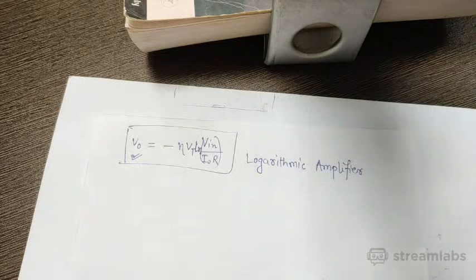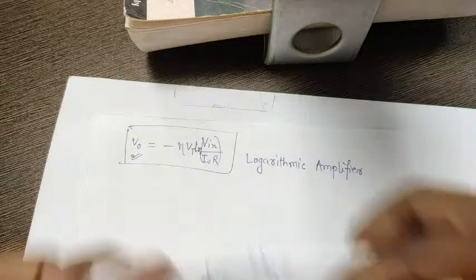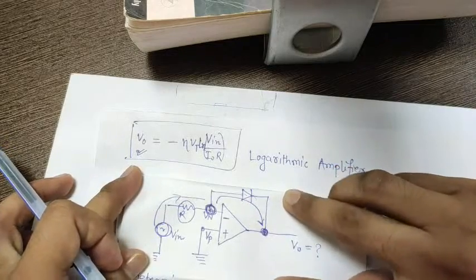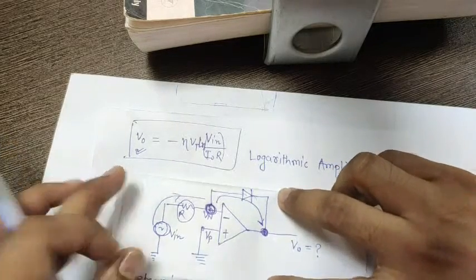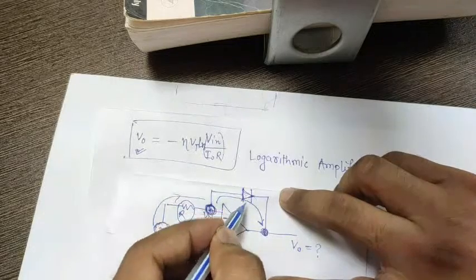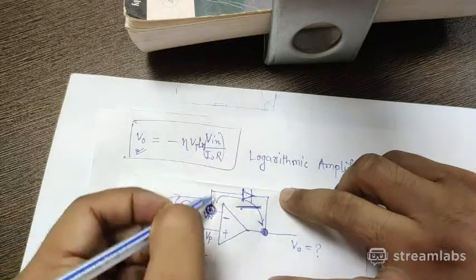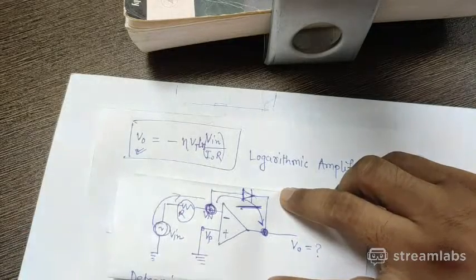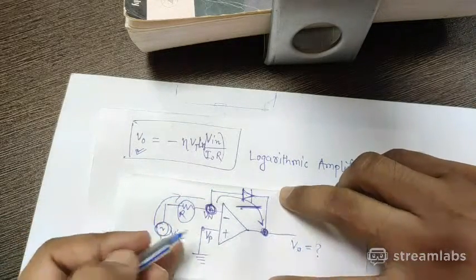What was the circuit? Again I will show you the circuit. Circuit is like this. There was just a diode in the feedback. Because of this diode we are getting log of the input in the output. That is the beauty of these circuits.